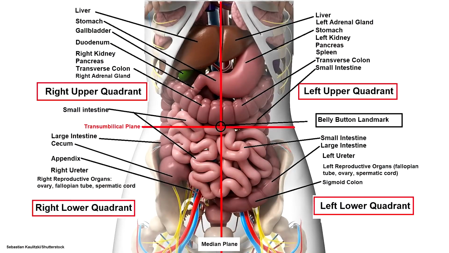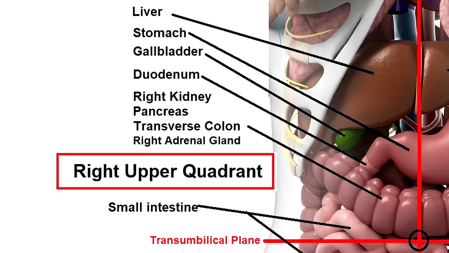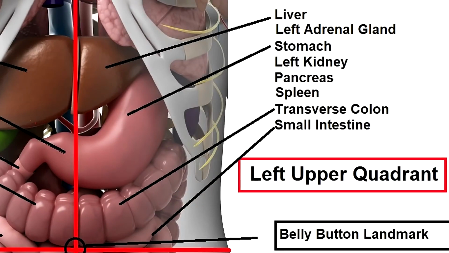Now let's take a look at some of the major organs in the 4 quadrants. In the right upper quadrant, we see the liver, the stomach, the gallbladder, the duodenum, the right kidney, the pancreas, and the right adrenal gland. In the left upper quadrant, we have the liver, stomach, pancreas, left kidney, spleen, and the left adrenal gland.